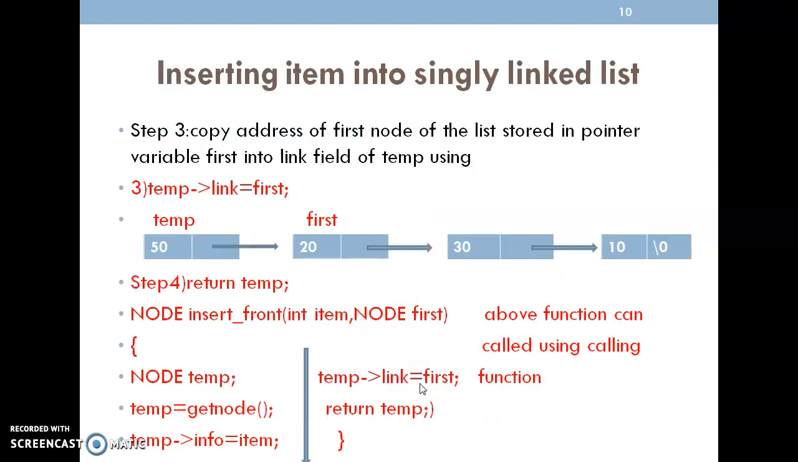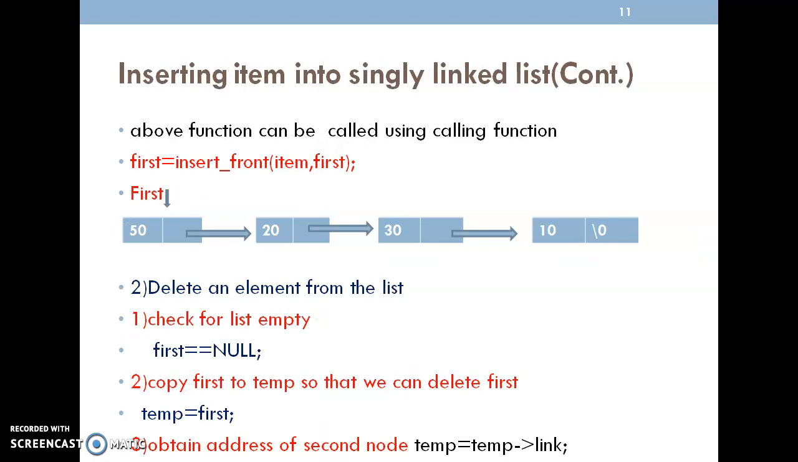Today I will be explaining the second function, that is deleting an element from the list. In order to delete an element from the list, the first condition to be checked is whether the list is empty or not. In all lists, the first node will be held by which variable? The variable first. If first is equal to null, by default it is an empty list. Then no need to go for deleting any element. If it is not true, then only we go for the next case.